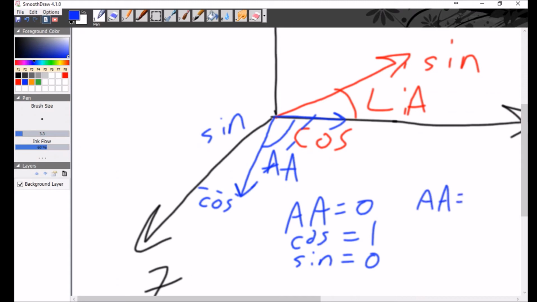I could also take the other extreme. I could take approach angle equal to 90 degrees, or pi over 2 for you mathematicians out there. In that case, the cosine is equal to 0, right? Because I have none of it going in the X direction. It's all pointing in the Z direction. And the sine would equal 1. Again, all of it would end up pointing in the Z direction.